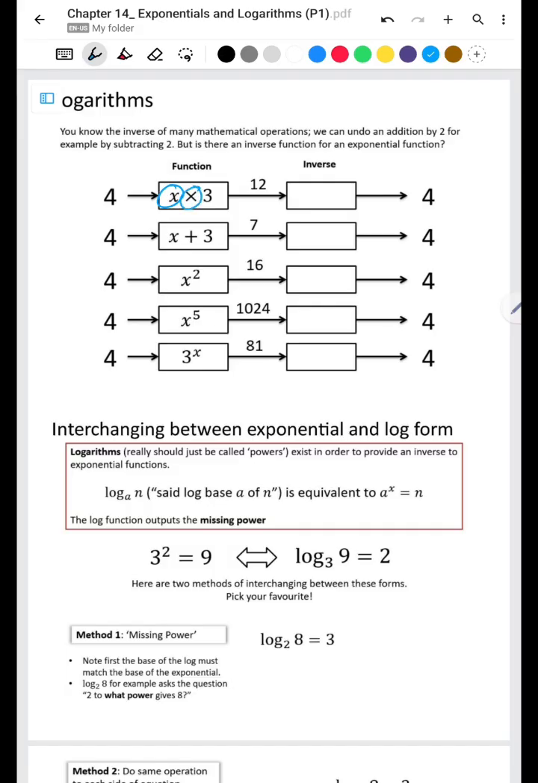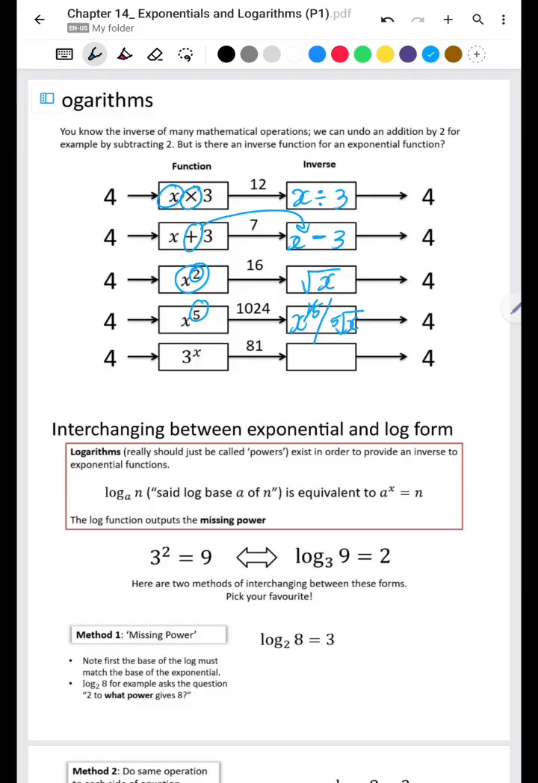the inverse of multiplication is therefore division, so we have x divided by 3. The inverse of positive is negative, so we have negative 3x. The inverse of squared is square root of x. The inverse of raised to the power of 5 is raised to the power of 1 over 5, or the 5th root of x, like this.